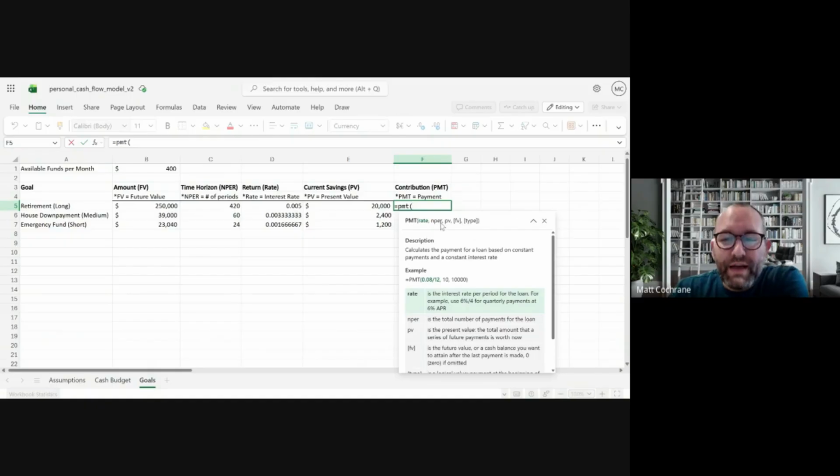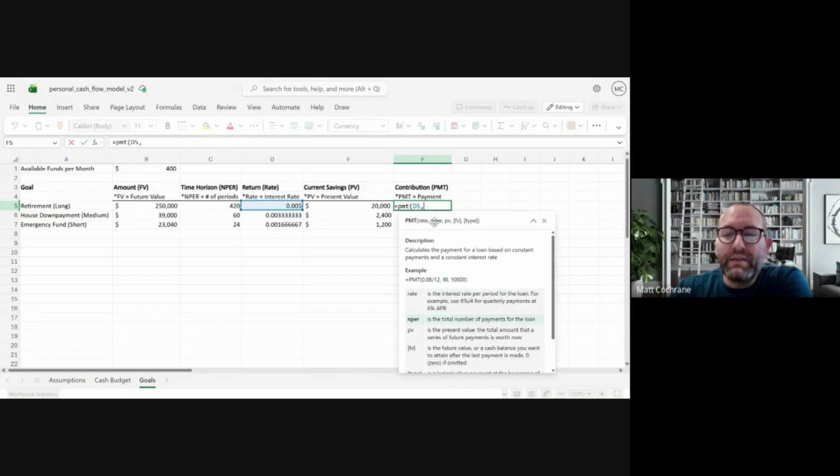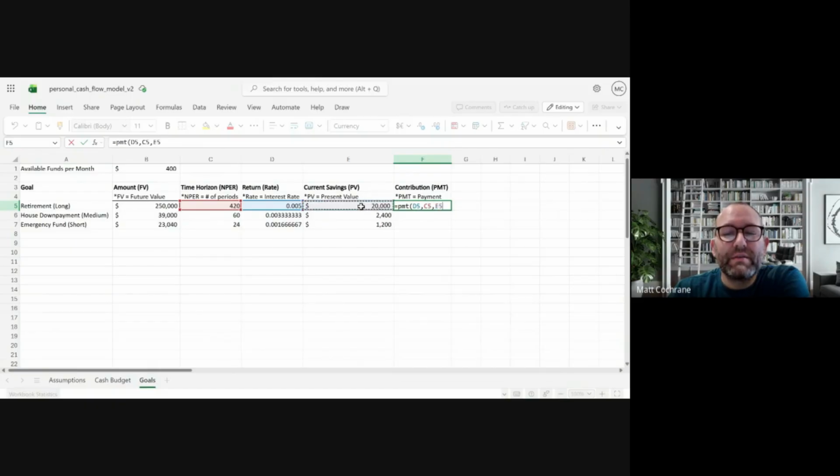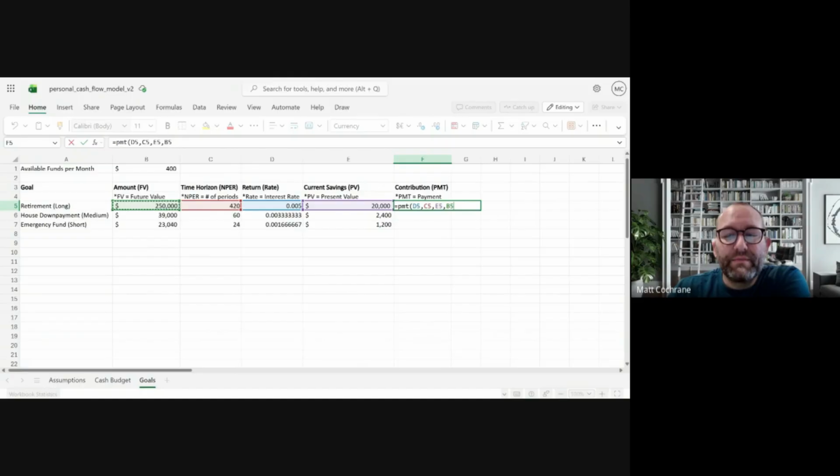So the first factor here is rate. And luckily, we have the rate right here, so we can just click this cell and then hit comma. Next, we need the number of periods. We click this cell, hit comma. Next, we hit PV, so present value. This is the current savings. Hit comma. FV is the future value or the goal. Hit comma.